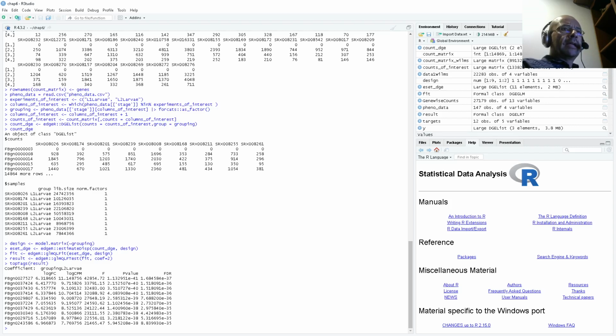For a more detailed understanding of these statistical methods and techniques, I encourage you to explore the documentation of the edgeR library.